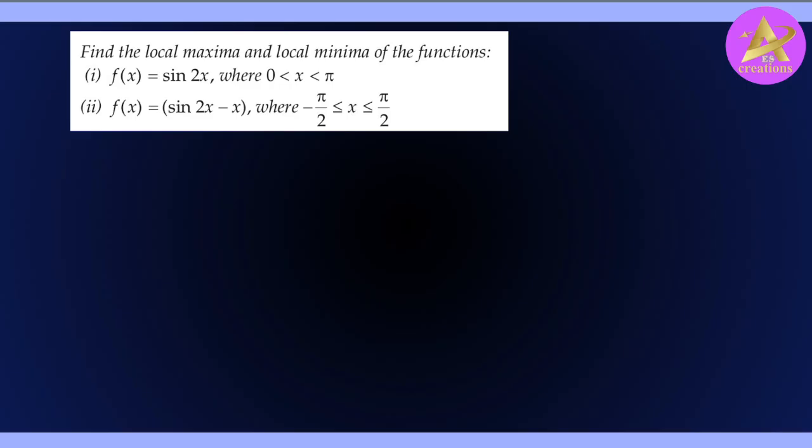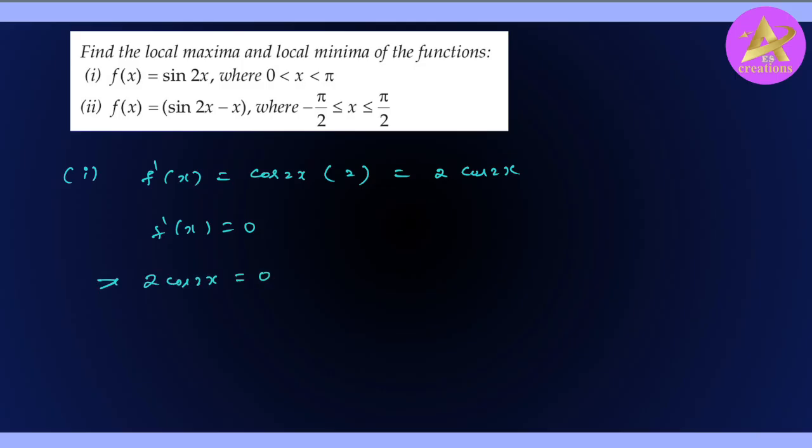Let's see here. The first step, for the first sub-question, is to find f dash of x, where the function involves sine 2x. What is the differentiation of sine 2x? The differentiation of sine x is cos x, and again by the chain rule we get 2. So this is simply 2 cos 2x. Next step is to equate to 0. We get 2 cos 2x equal to 0. 2 is not equal to 0, so if you send it to the denominator, that becomes 0. We simply get cos 2x equal to 0.